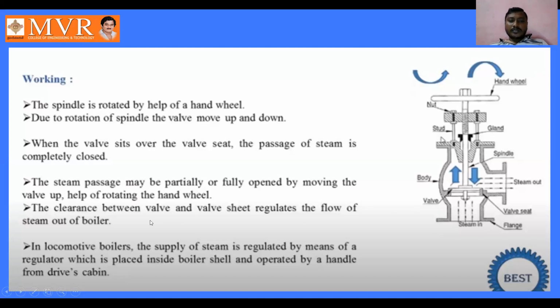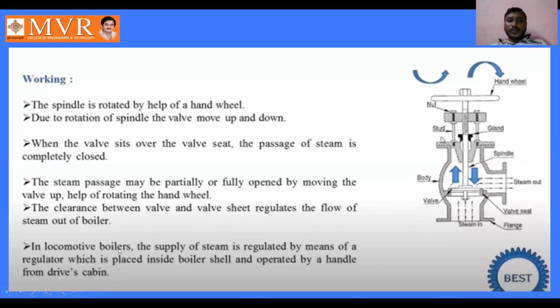See here, the clearance between the valve and the valve seat regulates the flow of steam out of the boiler. Here we can observe that the valve is the control of steam in and outside of the boiler.